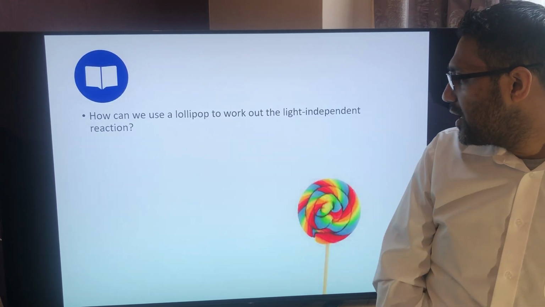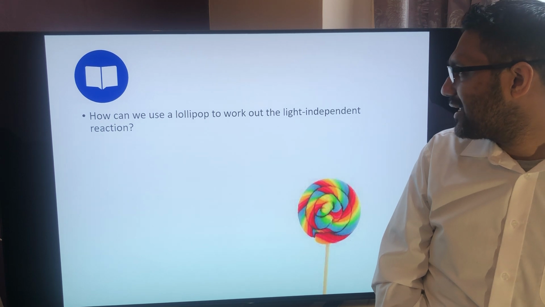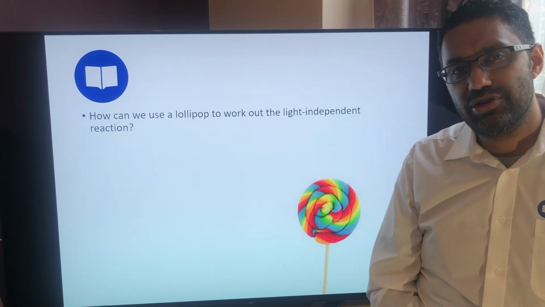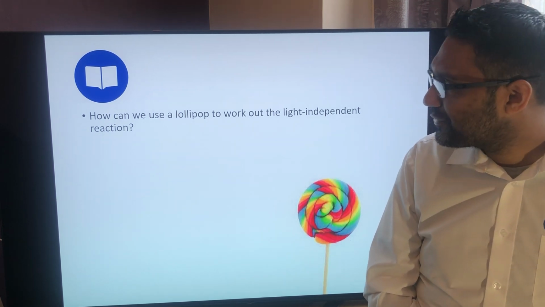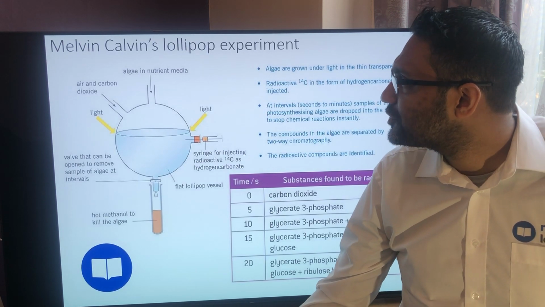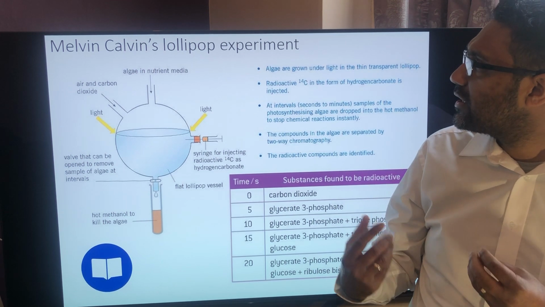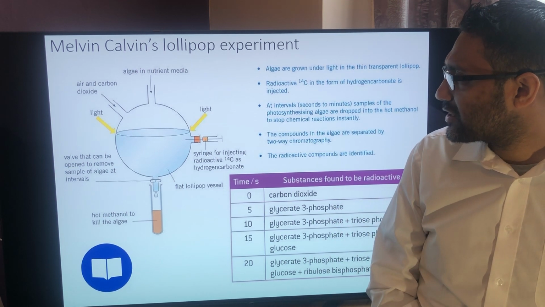Lollipop. How can we use a lollipop to work out the light-independent reaction? Is this a riddle, or am I offering you lollipops? This is also known as the lollipop investigation. This is how Melvin Calvin came across it. He actually won the Nobel Prize.